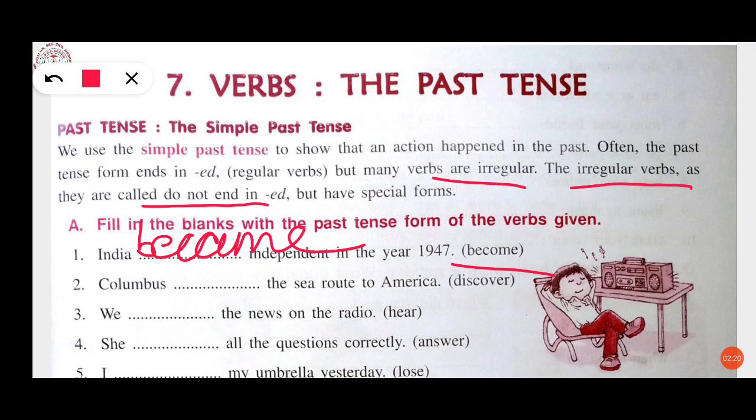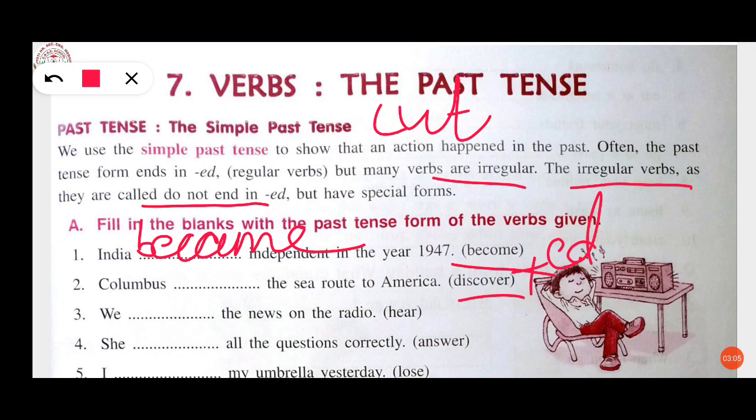Second is Columbus dash the sea route to America. That discover we can change to discovered, simply by adding ed with the verb given. Now there are a few verbs, students, in which it doesn't change. Like if we are using hit, it will be hit only in past tense also, in future tense also. It means the first form of verb, second form of verb, or third form of verb will be the same.